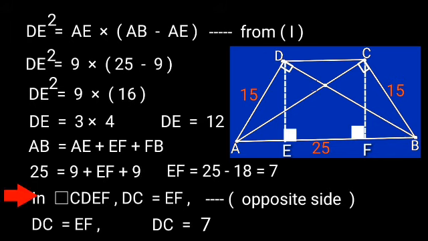In quadrilateral CDEF, DC is equal to EF because they are the opposite sides of this quadrilateral. DC is equal to EF and EF we have found that 7. Hence DC is equal to 7.